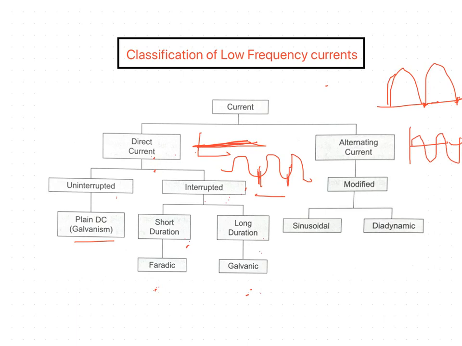The other type of low frequency current is the alternating current, and this alternating current is modified into two types: sinusoidal and diadynamic. So these are the types of alternating currents which come under low frequency currents. Now in the next session we are going to discuss in detail these direct currents as well as the alternating currents. Thank you.